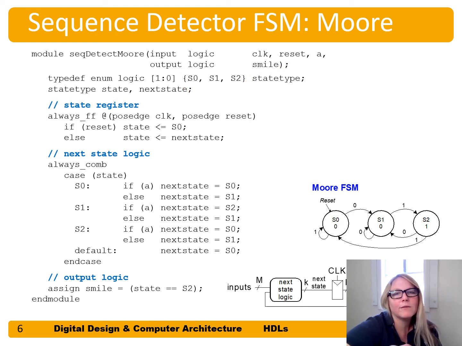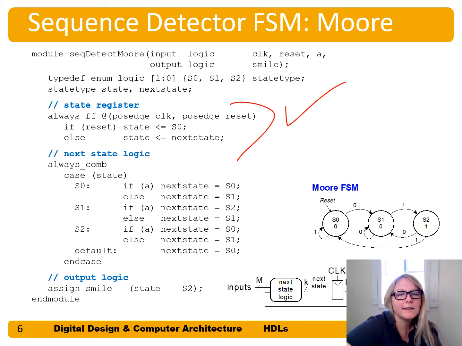If we had more states, for example, 5 states, we would need another bit of state. We would need 3 bits of state, so that would be 2 colon 0, or if we had 10 states, we would need 4 bits of state, 3 colon 0, etc. The state register looks the same as usual.